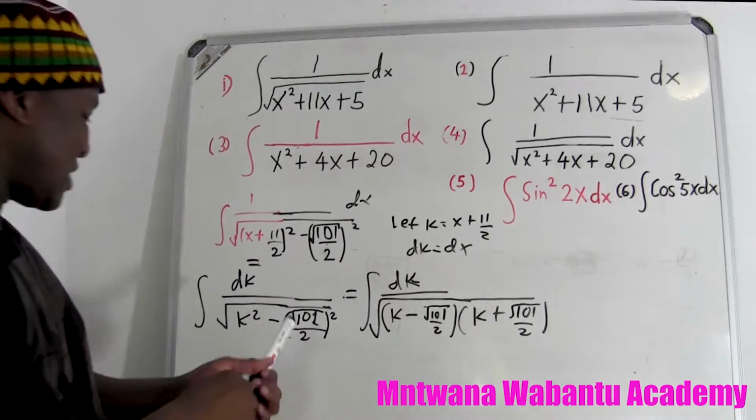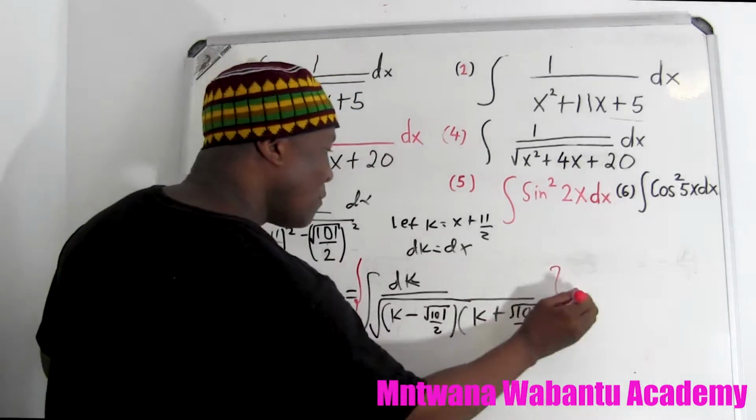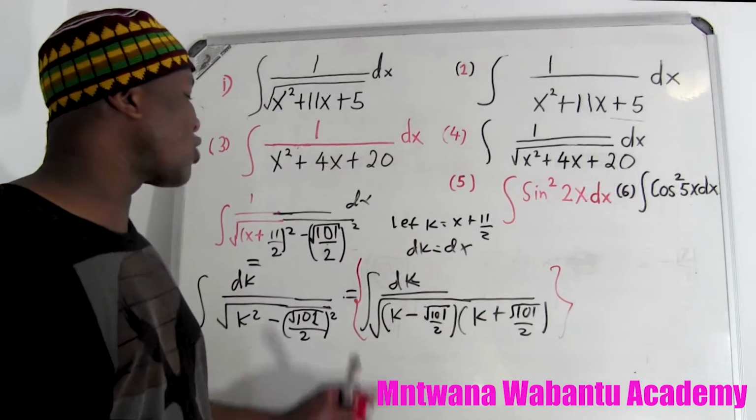So for this integral here, I must do partial fractions. Do partial fractions and work it out so I can get A and B.